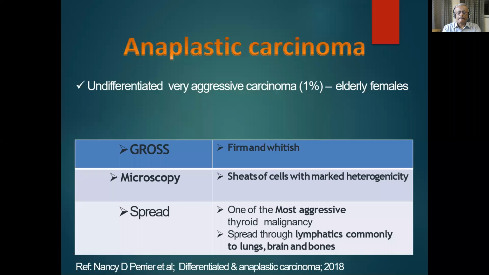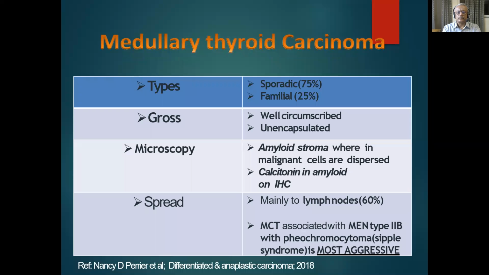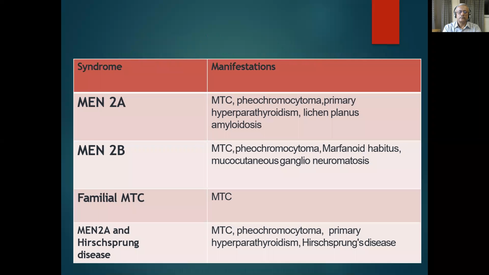So medullary thyroid carcinoma has sporadic and familial types, well circumscribed and unencapsulated. Microscopically, amyloid stroma will be there, and in the amyloid, calcitonin is the finding in immunohistochemistry. The spread is mainly through lymph nodes. Medullary thyroid carcinoma can be associated with MEN type 2B with pheochromocytoma, that is also called Sipple syndrome, the most aggressive type. These are the manifestations of various syndromes.